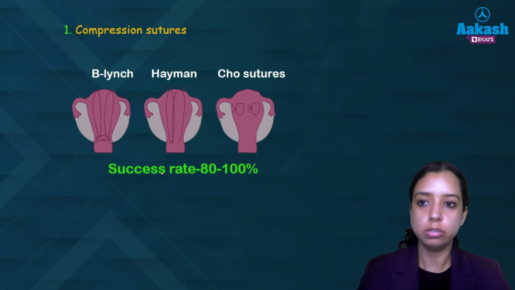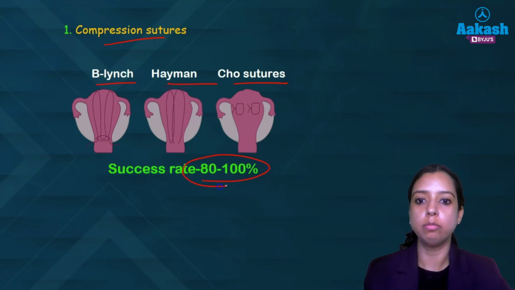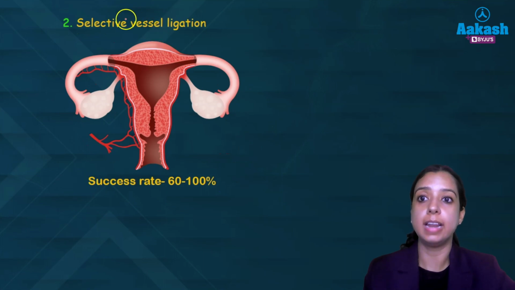Okay, so compression sutures are also called brace sutures. What you do is, with Vicryl, try to compress the uterine anterior and posterior wall together so that PPH can be controlled. They are of three types: B-Lynch, Hayman and Cho sutures, with a success rate of almost 80 to 100%. Next step, if this doesn't work, is selective vessel ligation.